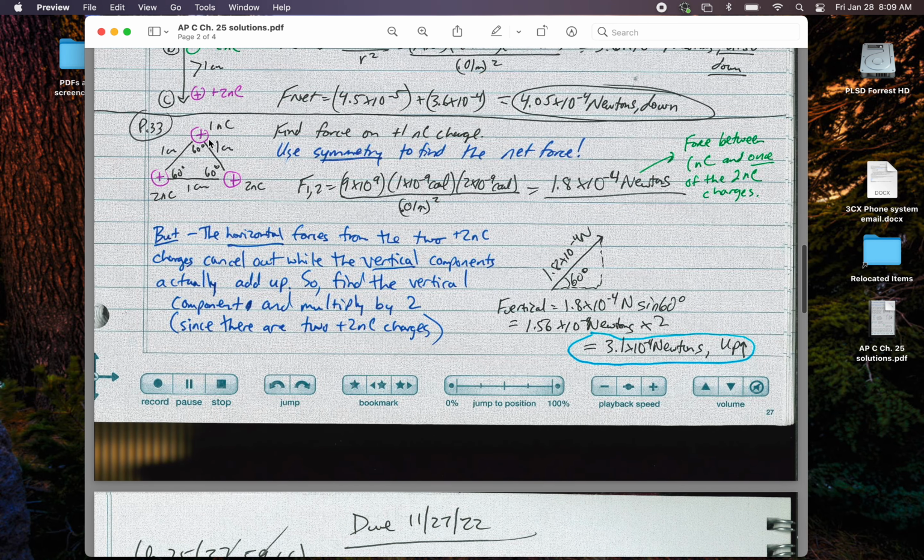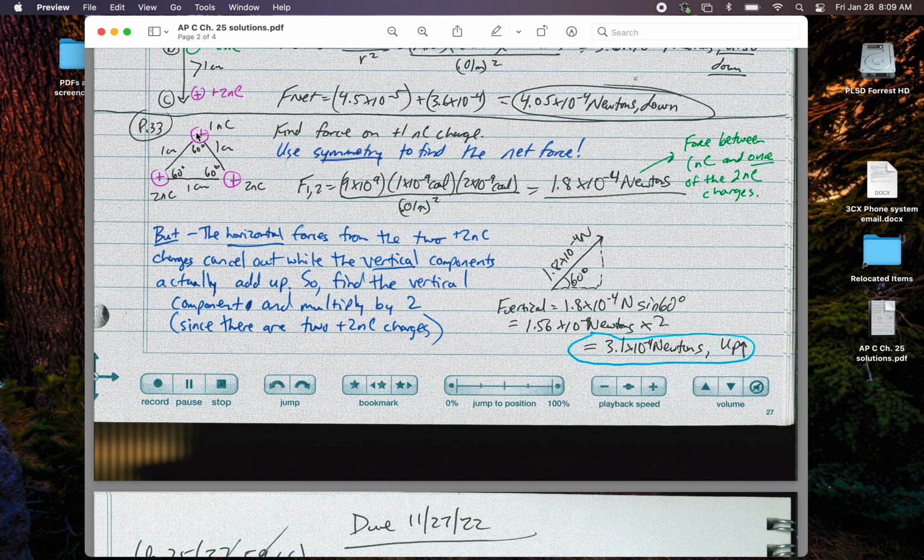For 33, these are at an equilateral triangle. So we're asking for the force on this charge. So you want to think about using symmetry. Obviously, the charge in the lower left and the lower right both act on the top 1 nanocoulomb charge, and they'd have the same magnitude of force, so I only need to do the calculation actually once, and that's 1.8 times 10 to the negative 4th newtons between the 1 nanocoulomb and one of the 2 nanocoulomb charges.